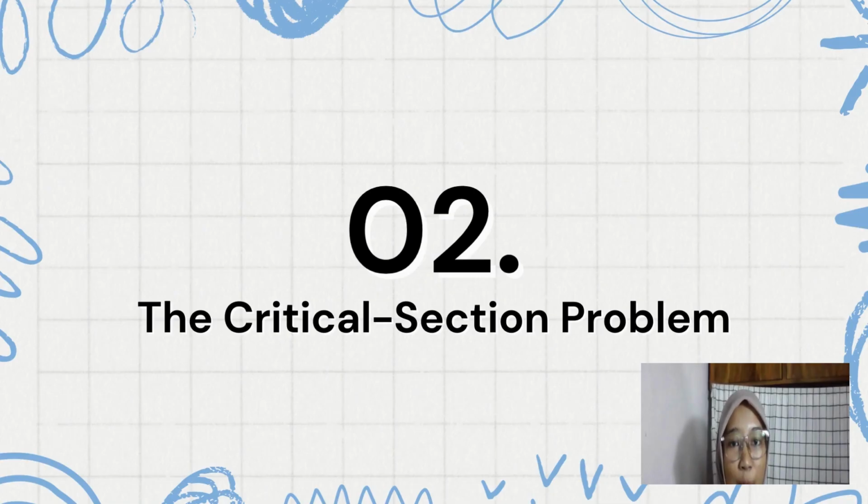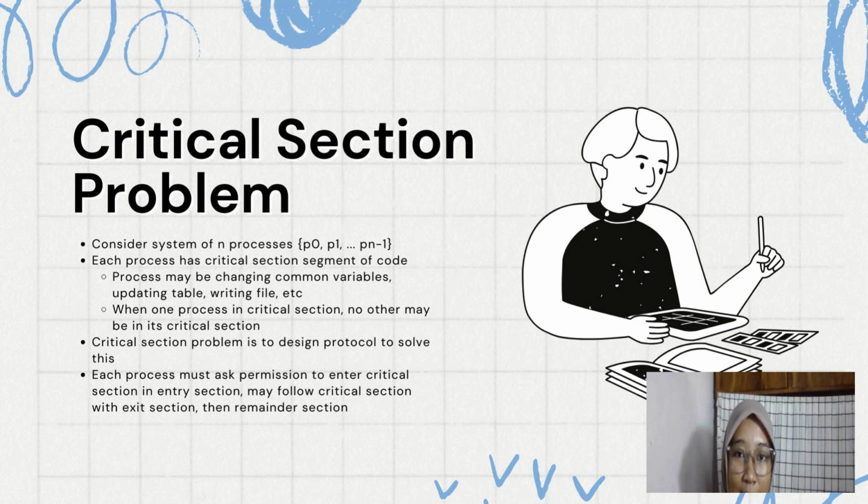The second material, we will talk about the critical section problem. In the critical section problem, consider a system of n processes P0, P1, and so on up to P n minus 1. Each process has a critical section segment of code. A process may be changing common variables, updating a table, writing a file, etc. When one process is in its critical section, no other may be in its critical section. The critical section problem is to design a protocol to solve this.